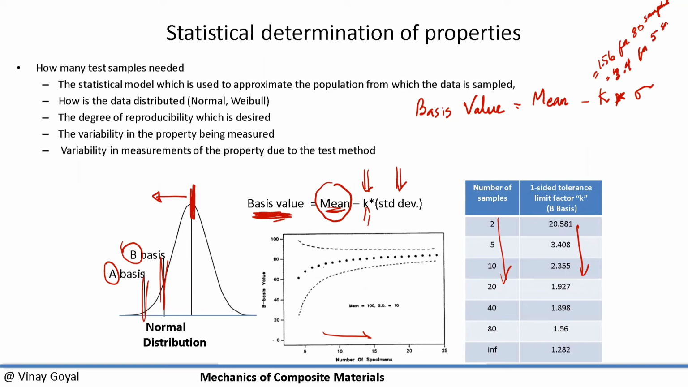What does that mean? It means that these factors are multiplied by the standard deviation and then subtracted from the mean. That means the lower the number of samples I have, the lower that basis value is going to be, which means my design is heavier. So you have to keep in mind that you have to find the right balance. If I want a light design, I want to have a lot more test data. I want lower standard deviation, of course, but this K drops more naturally. Okay, so that's what's going on there.